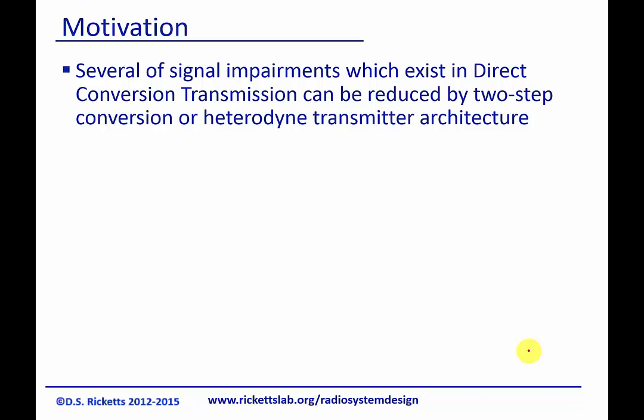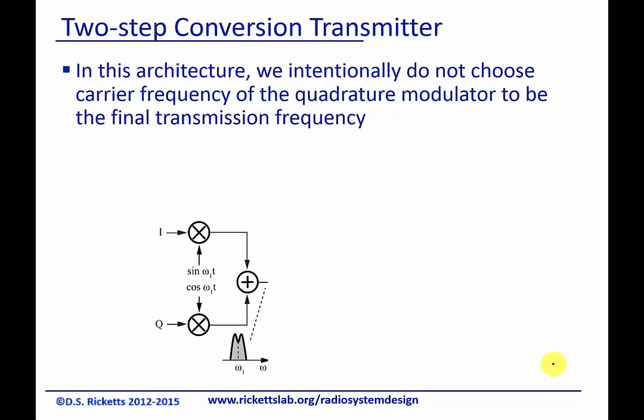So the motivation for two-stage upconversion is that several of the signal impairments that we saw in direct conversion can be reduced or eliminated if we use a two-step conversion or a heterodyne transmitter architecture. Direct conversion is often called homodyne, and heterodyne transmission means that we're going to take a two-step or two stages of conversion before we get to the final transmitter. So in a two-step converter, we intentionally don't choose the initial LO to be at the final carrier, but rather choose a different frequency, omega 1.